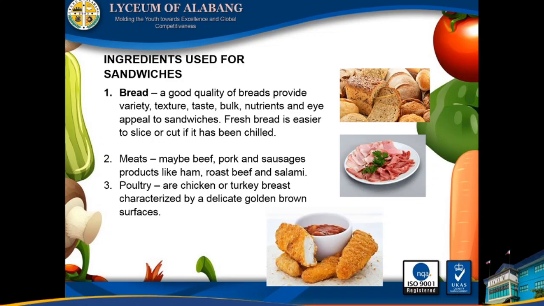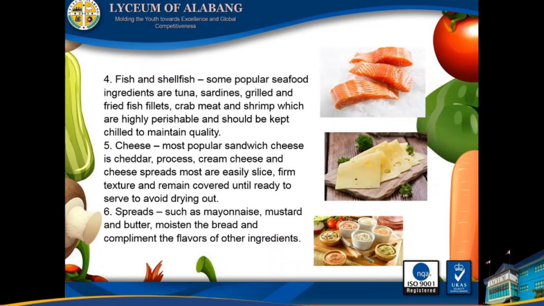Then number 2, we have meats. Meats can be beef, pork, and sausage products like ham, roast beef, and salami. Number 3, we have poultry. Chicken or turkey breast characterized by delicate golden brown surfaces. We have number 4, fish and saltfish.